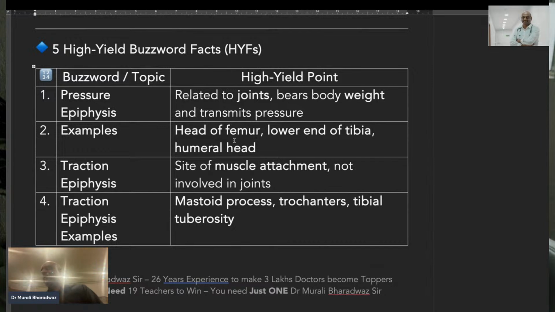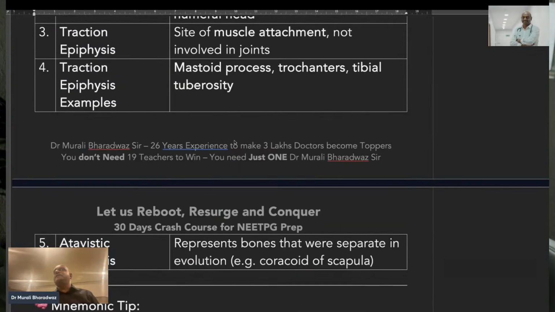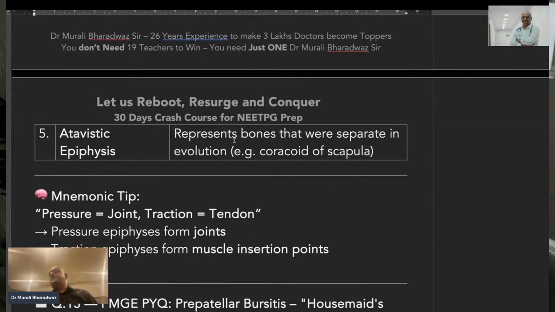Pressure epiphysis: head of the femur, lower end of the tibia, humeral head, wherever pressure is borne. Traction epiphysis: typically whenever there is a muscle attachment like mastoid process, greater and lesser trochanter, tibial tuberosity, they're all examples of traction epiphysis. What is atavistic epiphysis? That was there in monkeys, chimpanzees, and us also. The coracoid process of the scapula is an example of atavistic epiphysis.